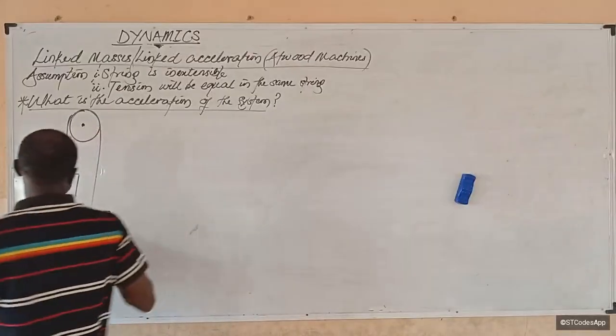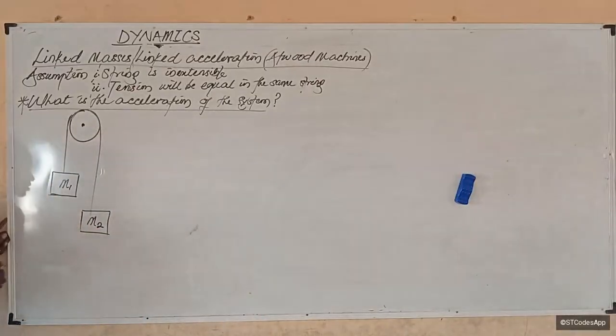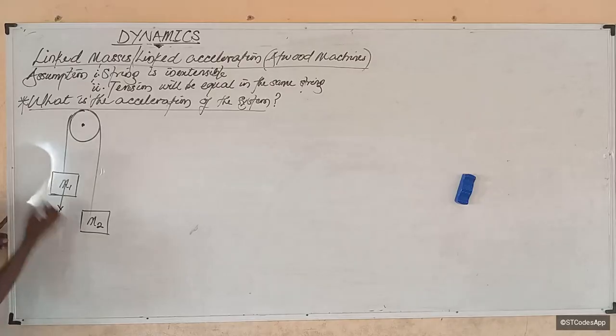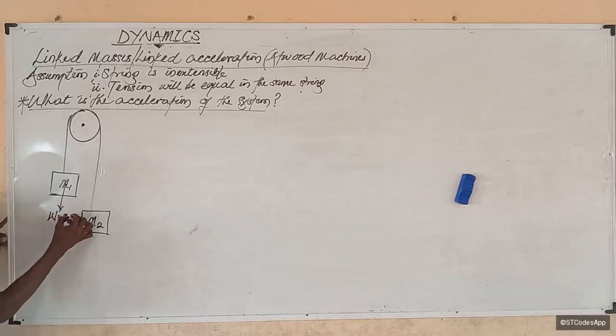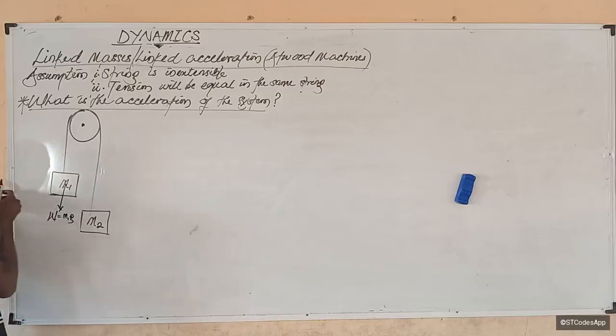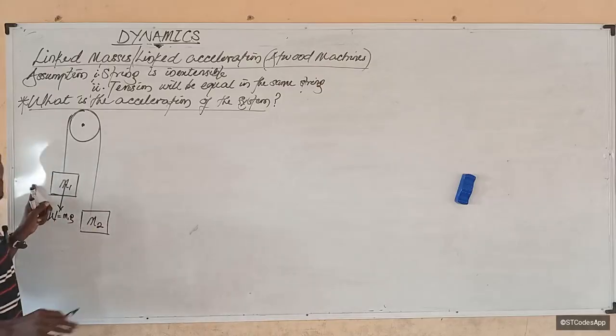So basically on this body, what are the forces acting on it? From its COG, the force that will be acting down is weight, right? Which is equal to what? This mass 1 times acceleration due to gravity. Is there any force acting here or here? None is shown here, right?